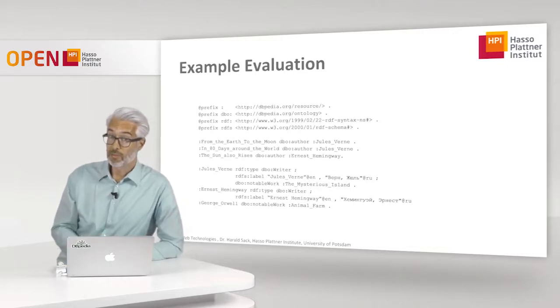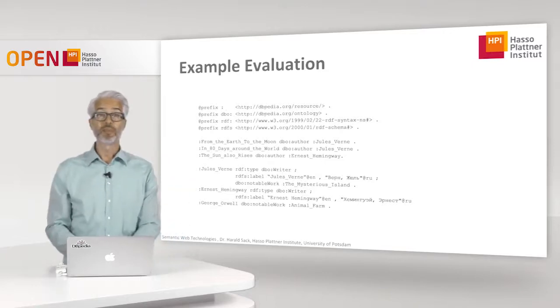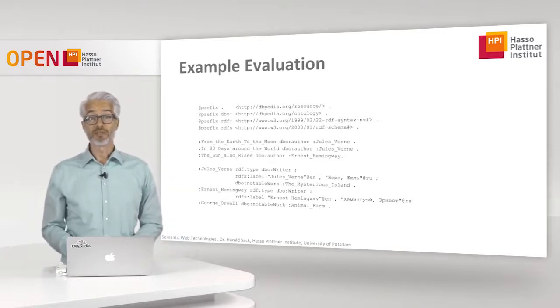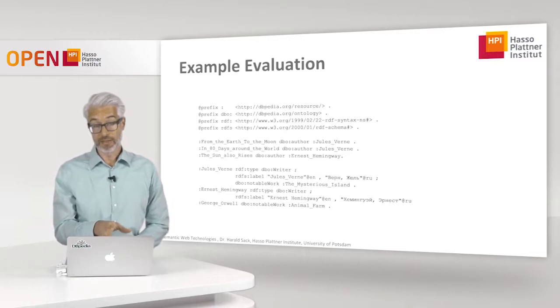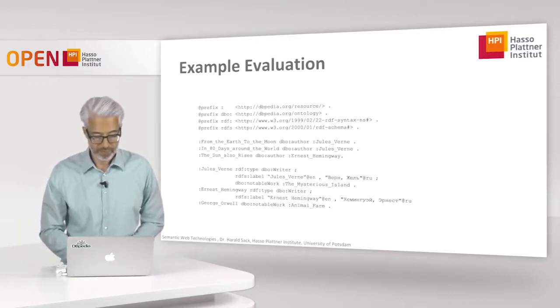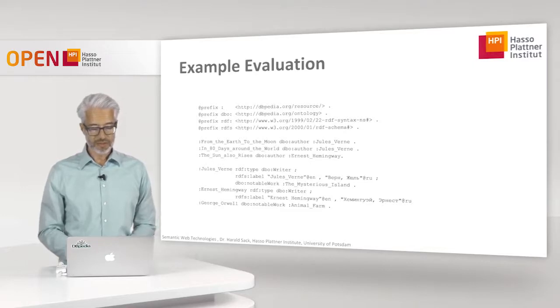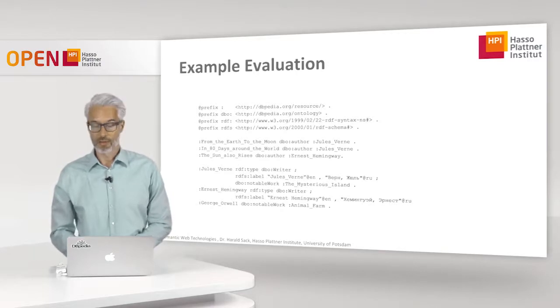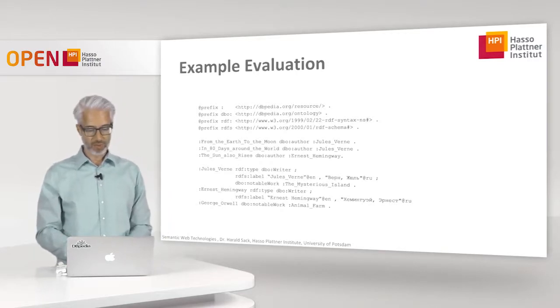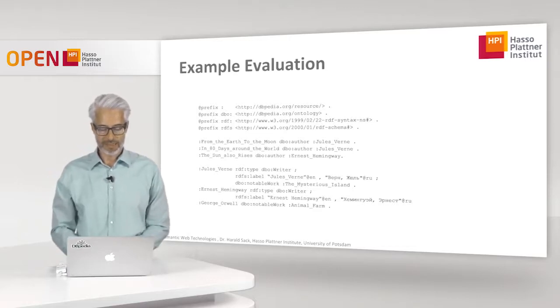To make this a little bit clearer, we want to do an example evaluation on a given RDF dataset that you see here, and of course the SPARQL query that we already have prepared. So let's have a look at the RDF dataset. First we have a few prefix definitions, and then we have facts about books. From the Earth to the Moon has the author Jules Verne. In 80 Days Around the World has the author Jules Verne. The Sun Also Rises has the author Ernest Hemingway.